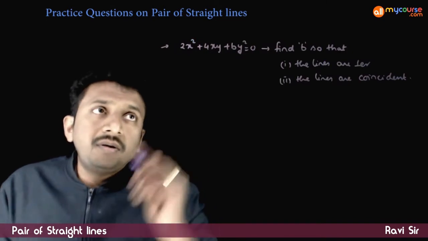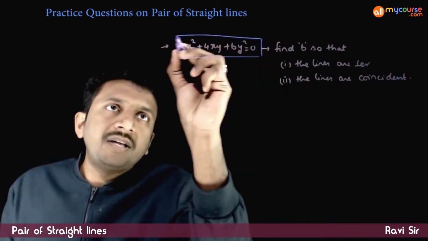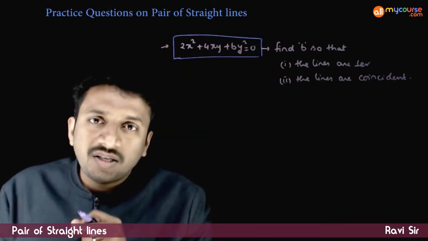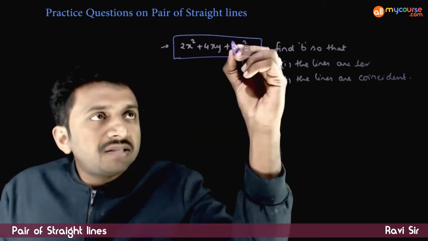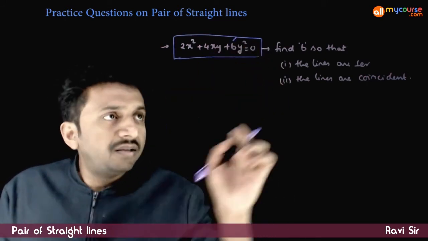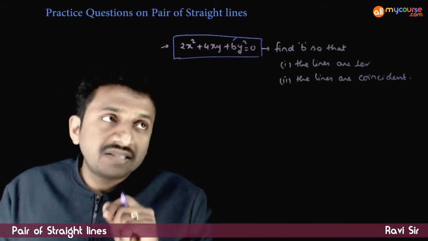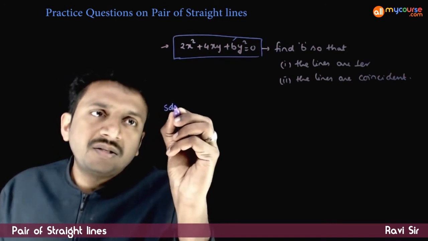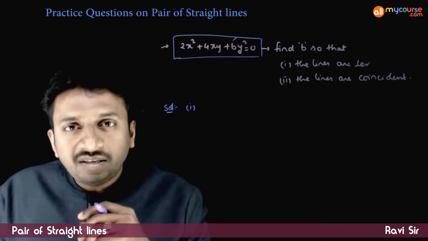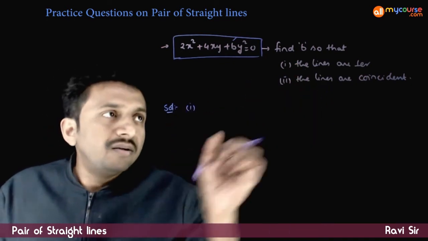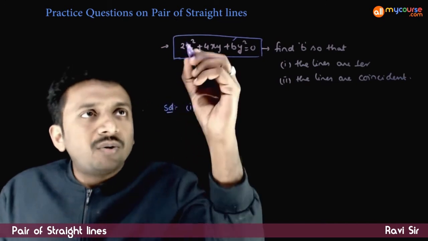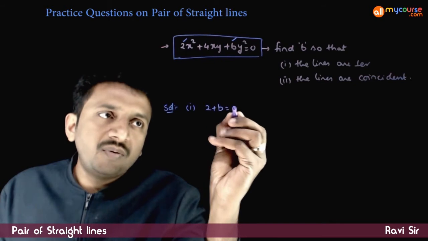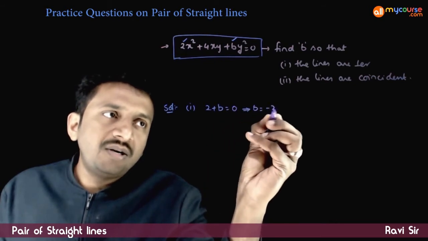In this question, you're given a pair of lines 2x² + 4xy + by² = 0. Now you are asked to find the value of the unknown b if the lines are perpendicular, that's the first case, and if the lines are coincident. We have already derived the conditions corresponding to these two cases. If the lines are perpendicular, then the coefficient of x² plus the coefficient of y² has to be equal to 0. This implies b = −2.